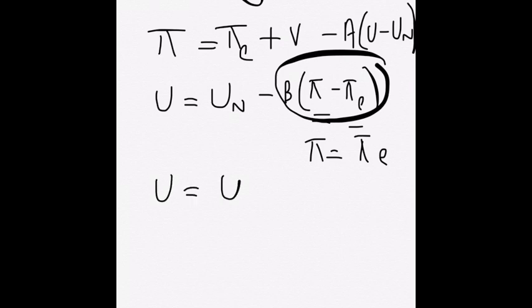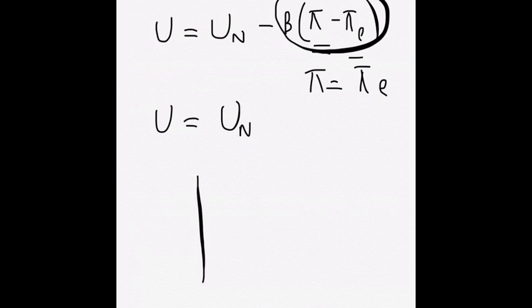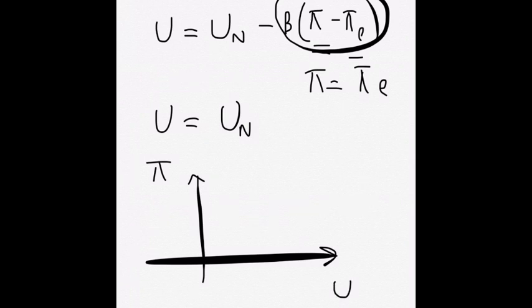What it means is that if you were to draw the Phillips curve in the long run with inflation on the y-axis and unemployment rate on the x-axis, you'd find that in the long run the Phillips curve looks something like this. In the long run, irrespective of the inflation rate, the economy maintains the natural rate of unemployment.